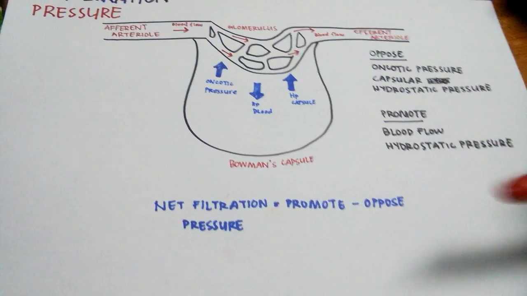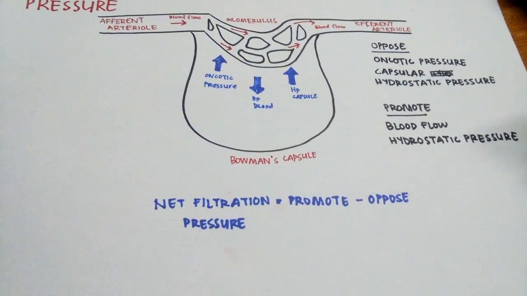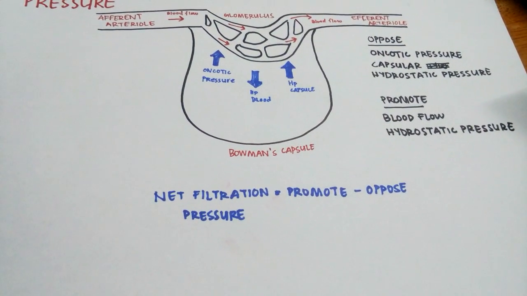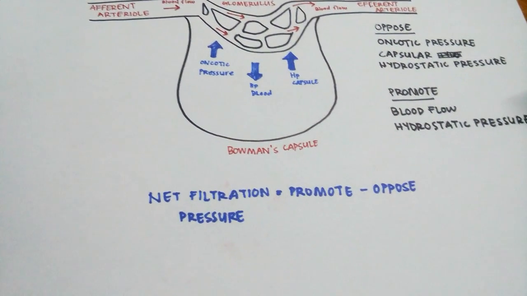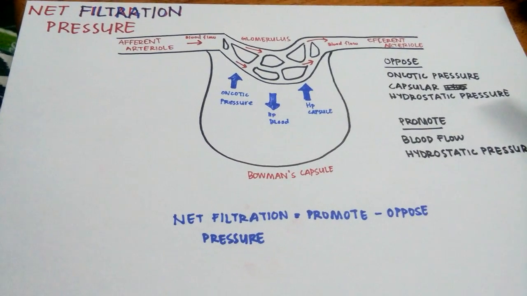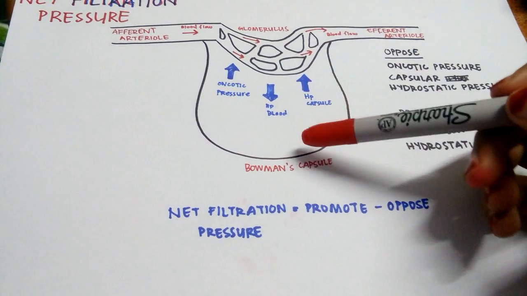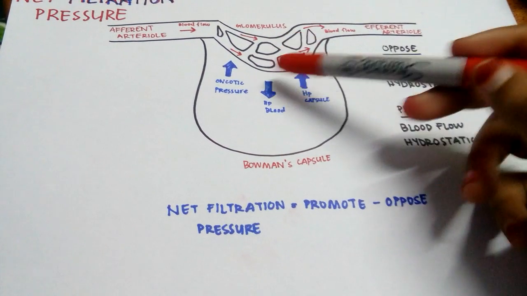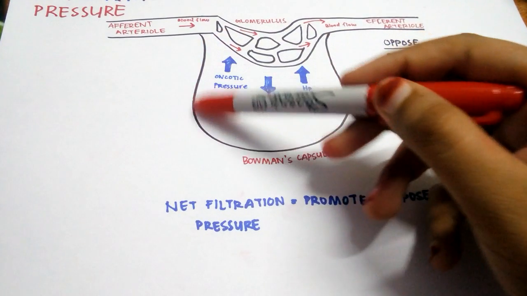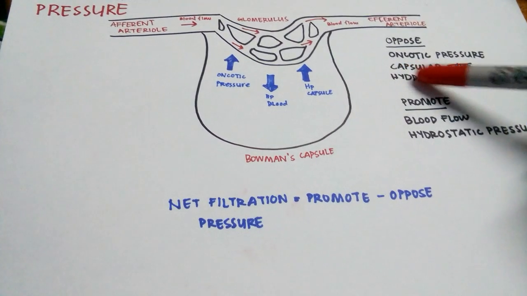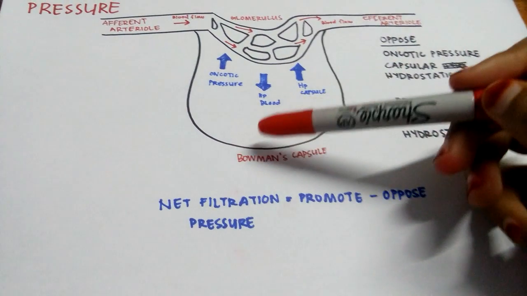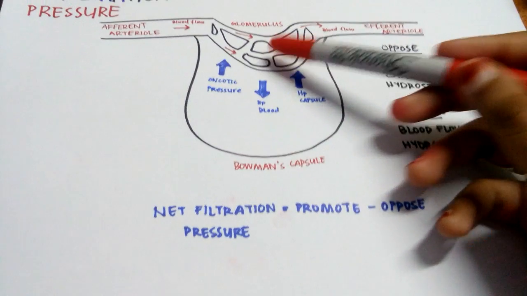The first one is hydrostatic pressure. Hydrostatic pressure is a pressure that forces out or filters out substances from capillaries or the blood vessels. So hydrostatic pressure here can occur both ways. The hydrostatic pressure that occurs in the Bowman's capsule is called capsular hydrostatic pressure. So the water is moved out from the Bowman's capsule.